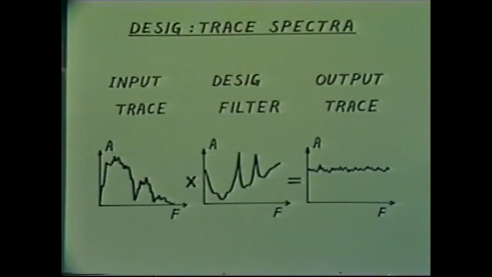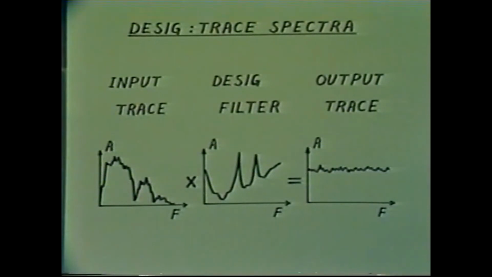Now, looking at the effect of that on the amplitude spectra, the amplitude spectrum of an individual input trace will in general look something like this for marine data, seeing the ghost notches. The amplitude spectrum of the designature filter, remember, is the inverse of the average record spectrum, so it is approximately the inverse of the spectrum of an individual trace.